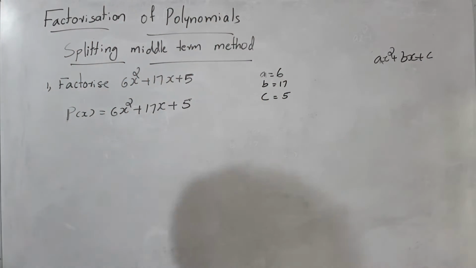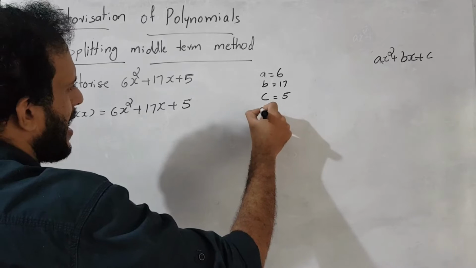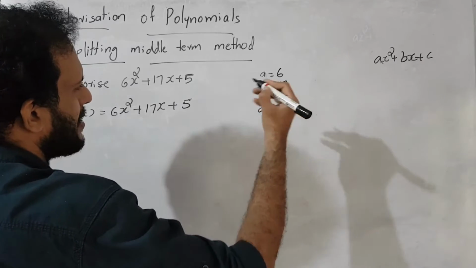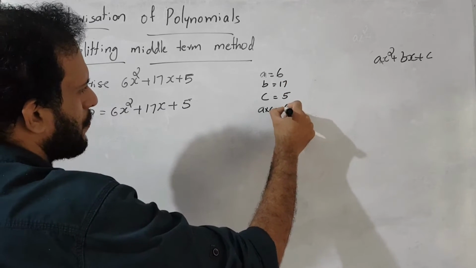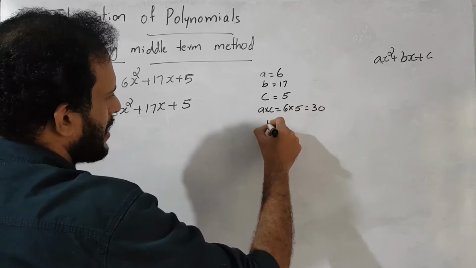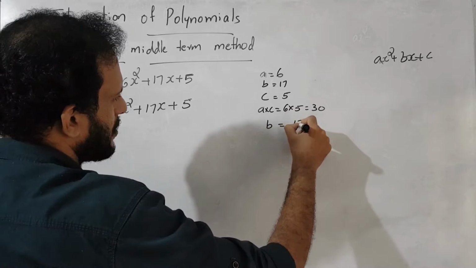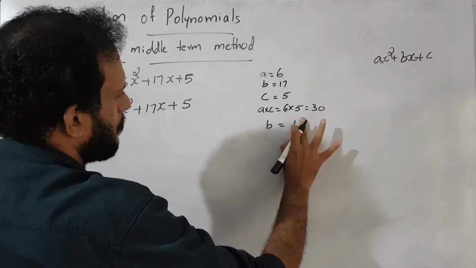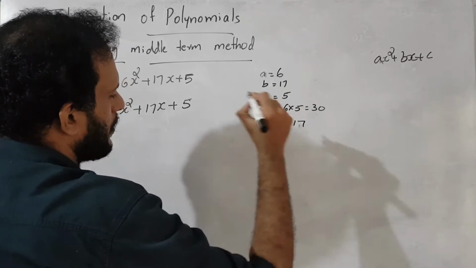Then after we find the product of AC. AC means A into C. What is A into C? 6 into 5 is equal to 30. And we write once again the value of B is equal to 70. Okay, the value of B is equal to 70.